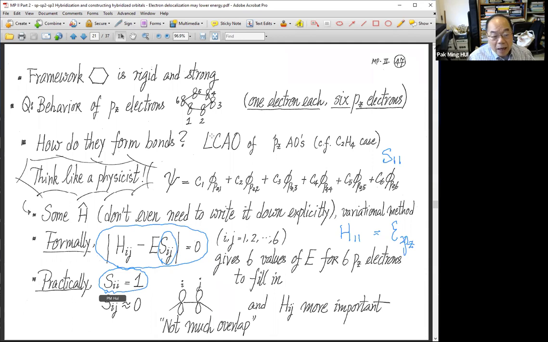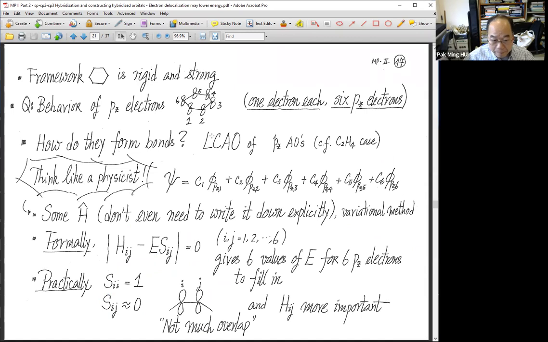Next, how about Sij when i is not j? They belong to different atoms, then the concept kicks in. Formally, it is not 0. Practically, it's not going to be big. Therefore, we will approximate it to 0. So that is the not-much-overlap idea here.